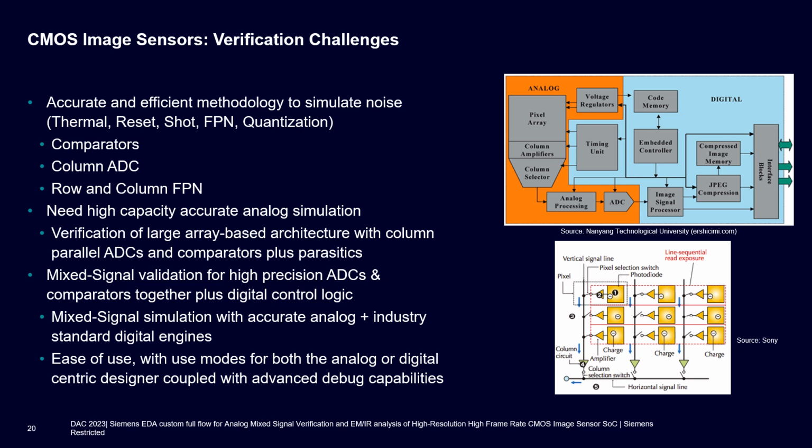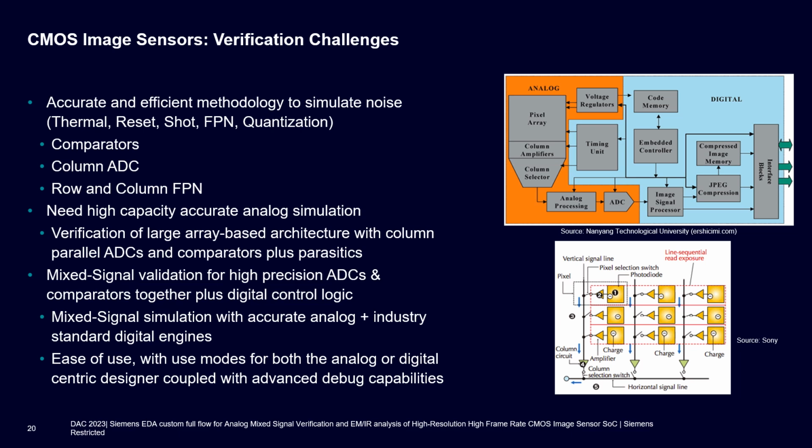Let's look at the verification challenges of the CMOS image sensor. A typical CMOS image sensor system will have a mix of analog and digital blocks. For highly sensitive analog blocks, such as comparators, you need to have an accurate and efficient methodology to simulate noise. Secondly, you need to verify the CMOS image sensor's large array-based architecture with column parallel ADCs and comparators with parasitics. So the capacity of the simulation engine is very important.